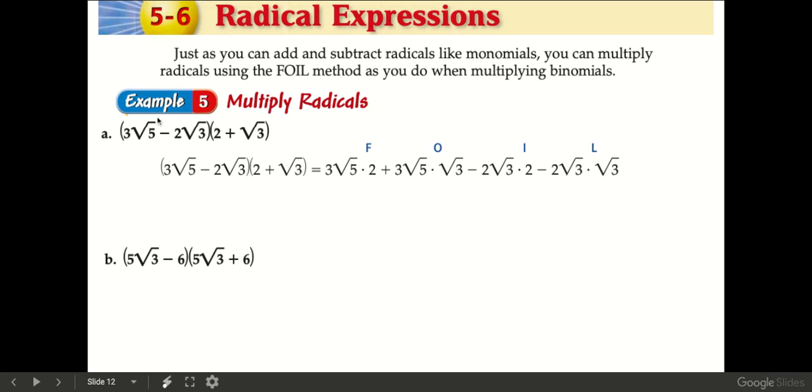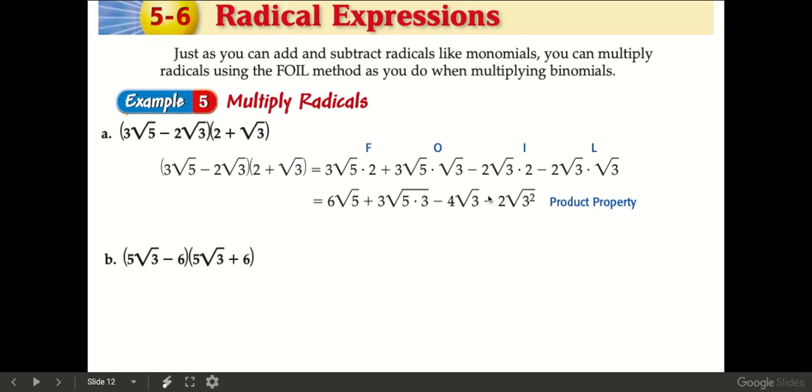If I use the FOIL method, I would do first terms, outside terms, inside terms, and last terms. If I FOILed it out, I would multiply these together: 3 radical 5 times 2, plus 3 radical 5 times radical 3, minus 2 radical 3 times 2, minus 2 radical 3 times radical 3. If I multiply them out, 2 times 3 is 6 radical 5, and then I would have 3 times radical 5 times radical 3. The radicals get multiplied together, so that's going to be radical 15.